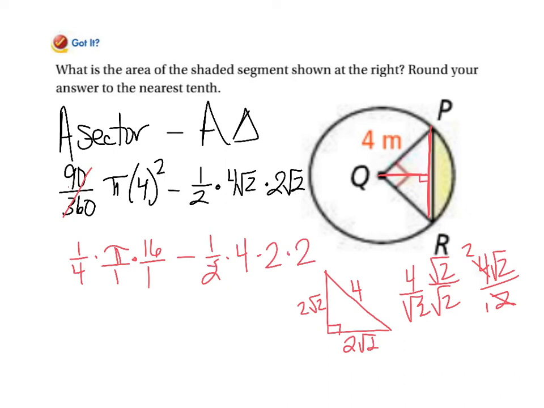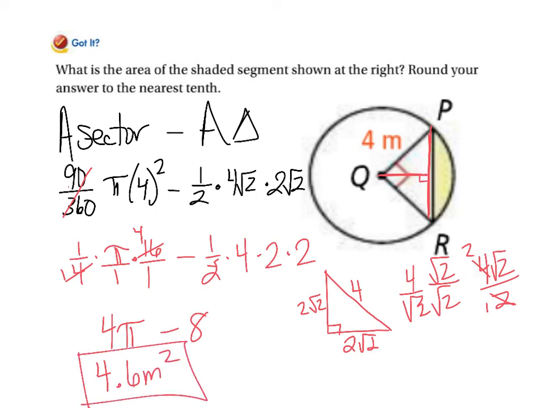All right, let's do some cleaning up. This 4 can reduce with this 16. So that's going to be 4 pi. Over here, half of 4 is 2, times 2 is 4, times 2 is 8. So it's 4 pi minus 8. Typing that into my calculator so that I can get an approximation, I get 4.6 meters squared for the area.